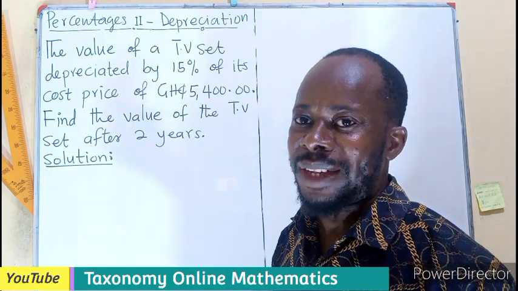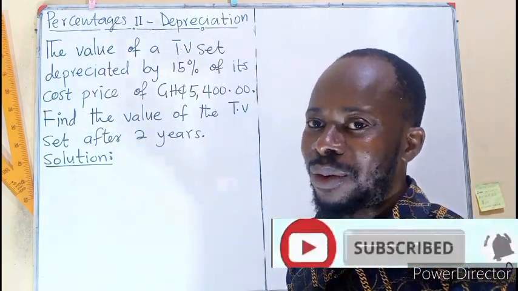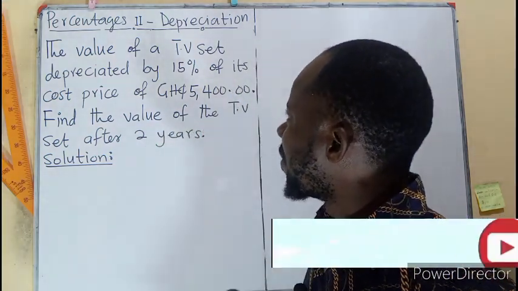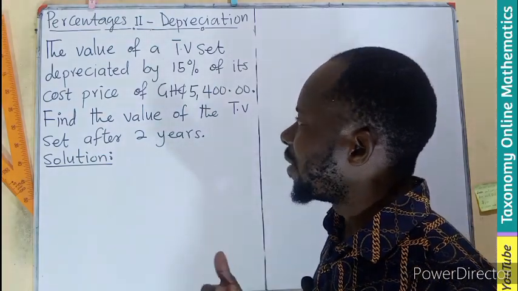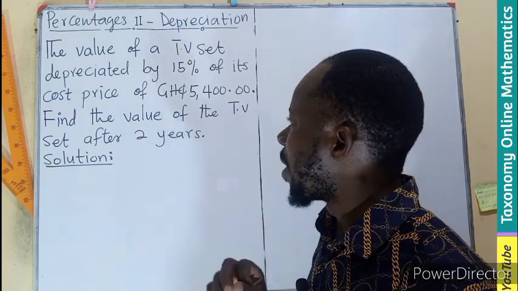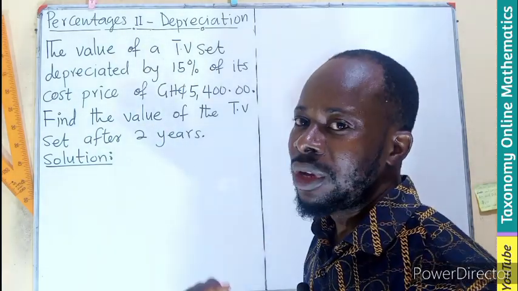I believe at this point we have watched at least, if not all, 10 of those episodes on percentages too. In this episode, the value of a TV set depreciates by 15% of its original cost. That's the cost price of 5,400. We have to find the value of the TV set after 2 years.